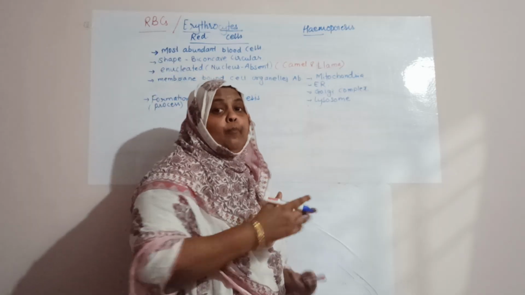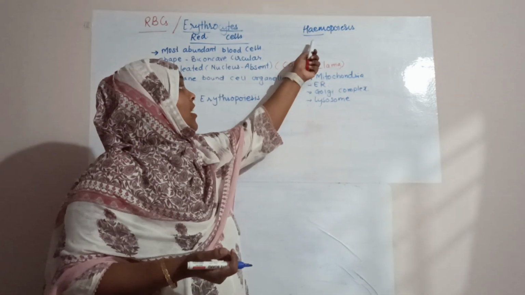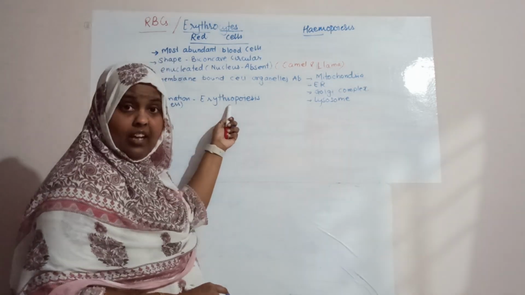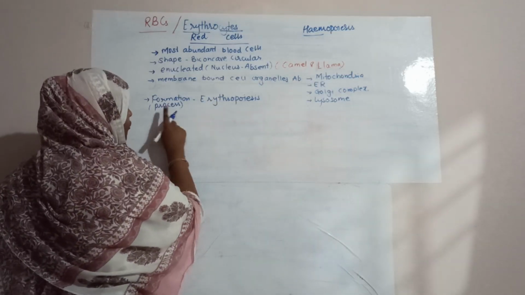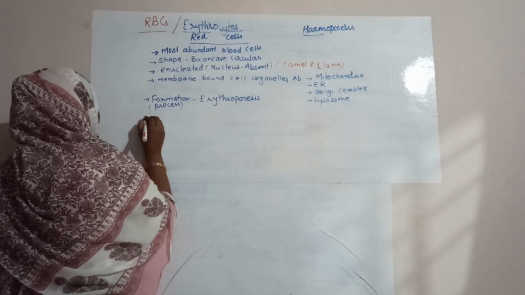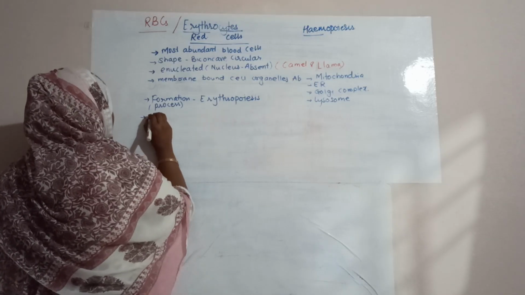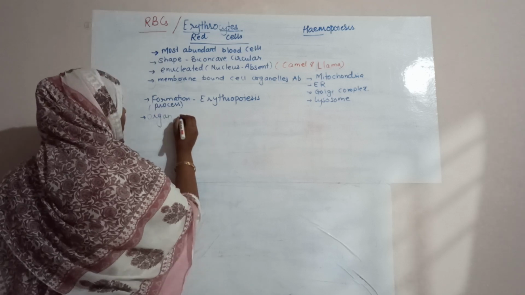So when the blood cell is formed, if we are saying only blood cell, so what we are saying? Hemopoiesis. But if we are saying the RBC formation, so what we are saying? Erythropoiesis. So erythropoiesis means the formation of RBC. And for the erythropoiesis, different organs are present, even a particular system.